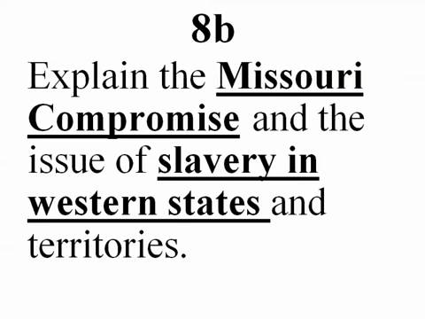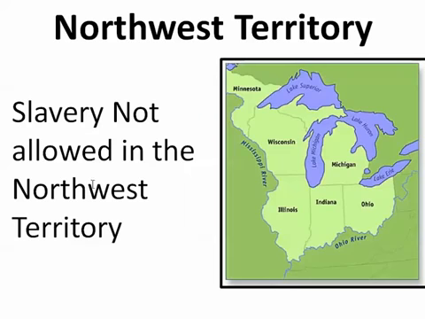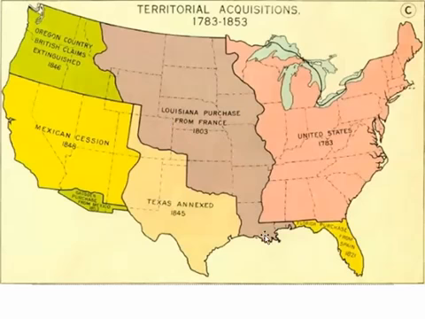So for 8B, we're going to talk about the Missouri Compromise, and if you could kind of predict, we know that in the Northwest Territory slavery was outlawed. But what about this Louisiana Purchase area out here? The issue of slavery in the Louisiana Purchase had not been discussed. There was no discussion. But then the North said, "Look, we want slavery out of that territory. We don't want slavery to spread westward."